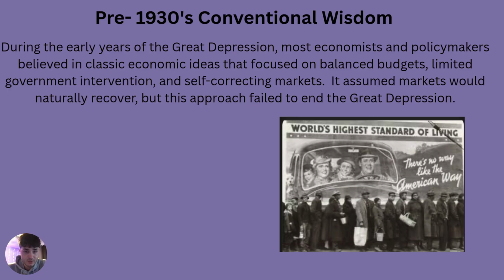Pre 1930s conventional wisdom. During the early years of the Great Depression, most economists and policymakers believed in classic economic ideas that focused on balanced budgets, limited government intervention, and self correcting markets. It assumed markets would naturally recover, but this approach failed to end the Great Depression. So they believed in one way to solve this, but in reality, it never worked out. It never came to plan and didn't solve the Great Depression.